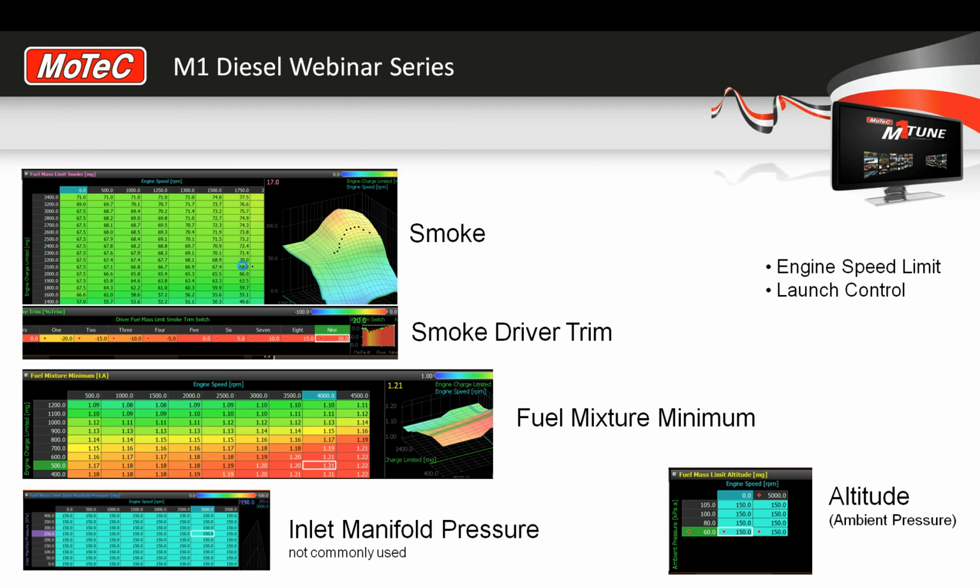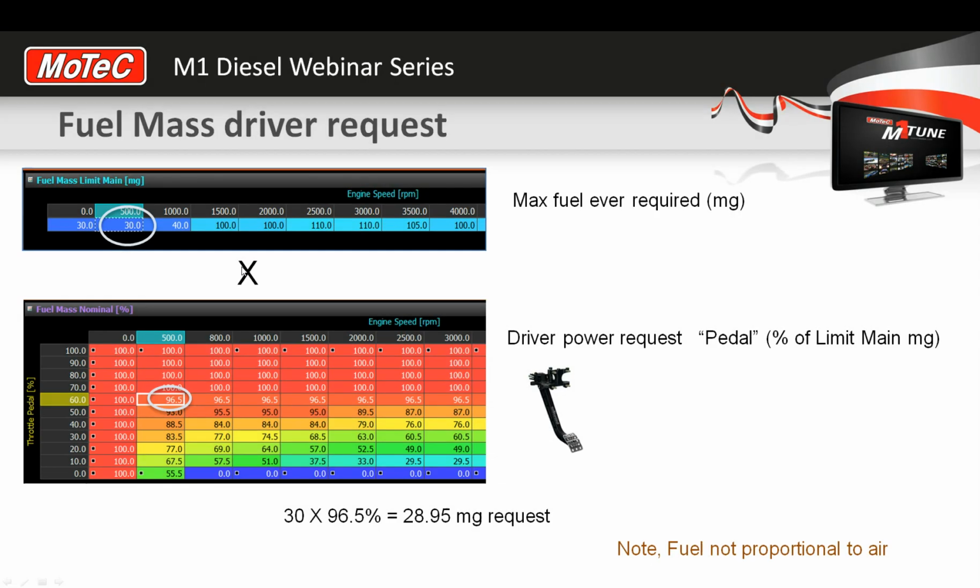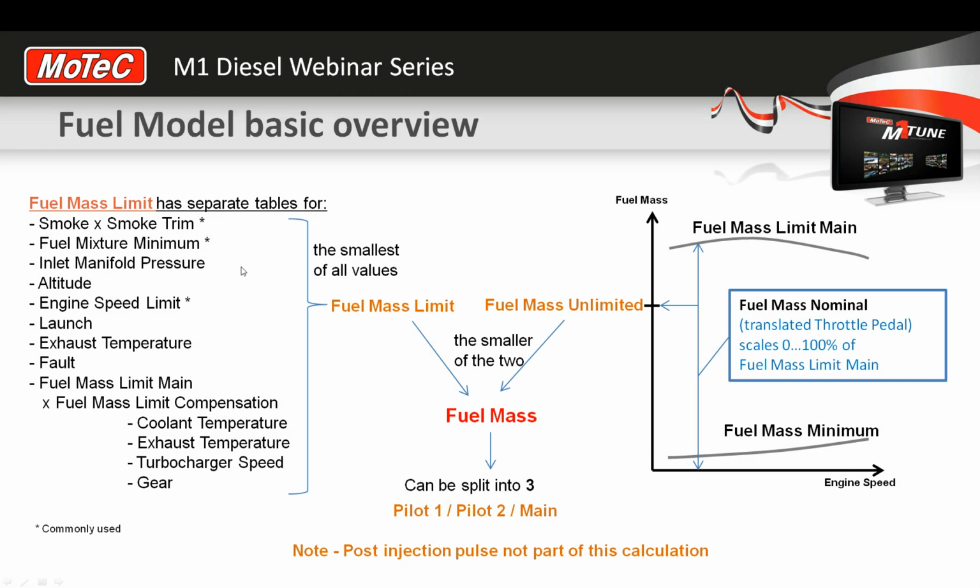So we'll go back now to our fuel flow chart. Our smoke table gives us the ability, for any given airflow, and I'll say airflow, but it's actually air mass being entered into the chamber, to limit the amount of fuel going in. And that smoke table actually has a driver input smoke trim on it as well. So you can put a 9-position switch on your dash and dial the smoke table in and out as a compensation.